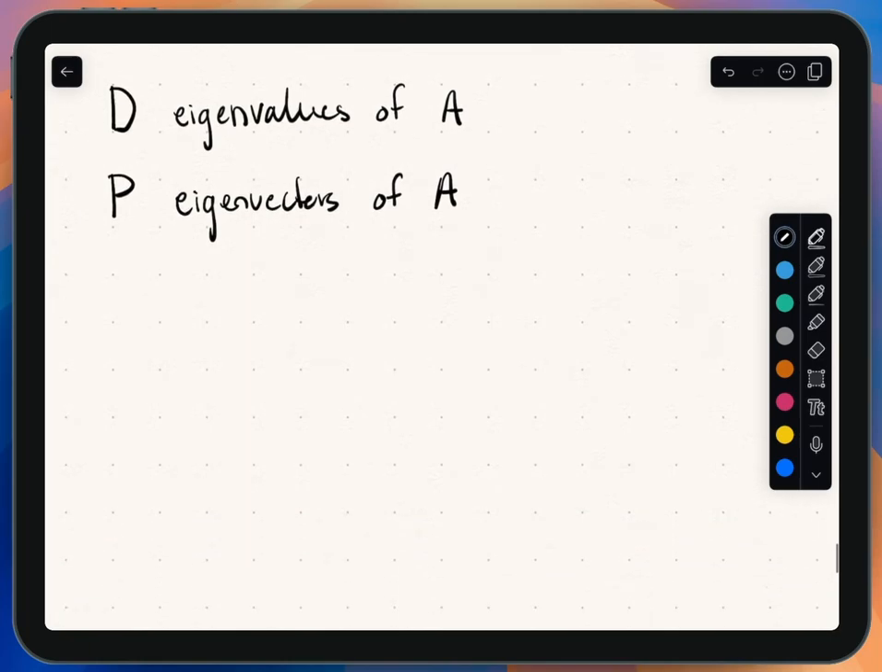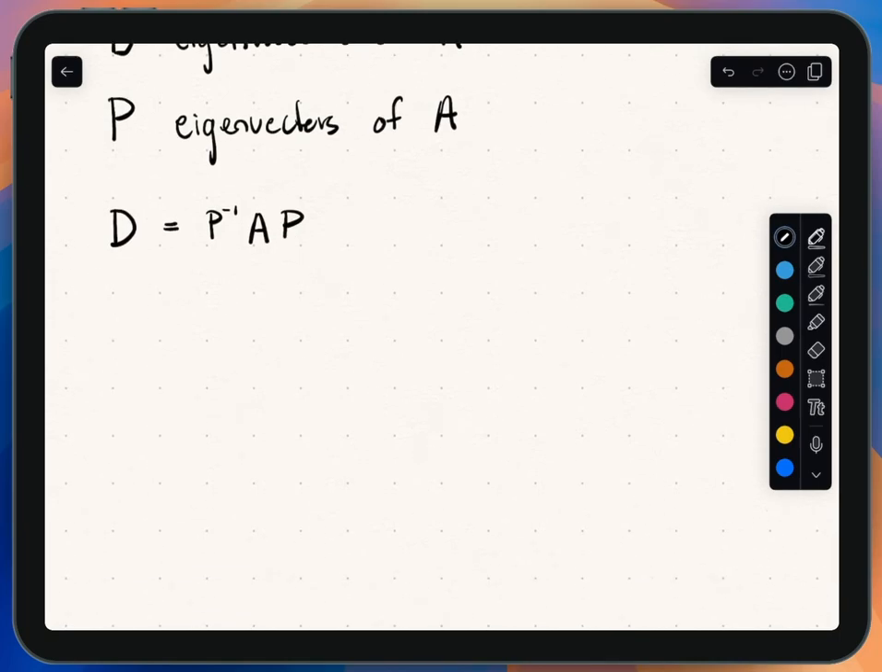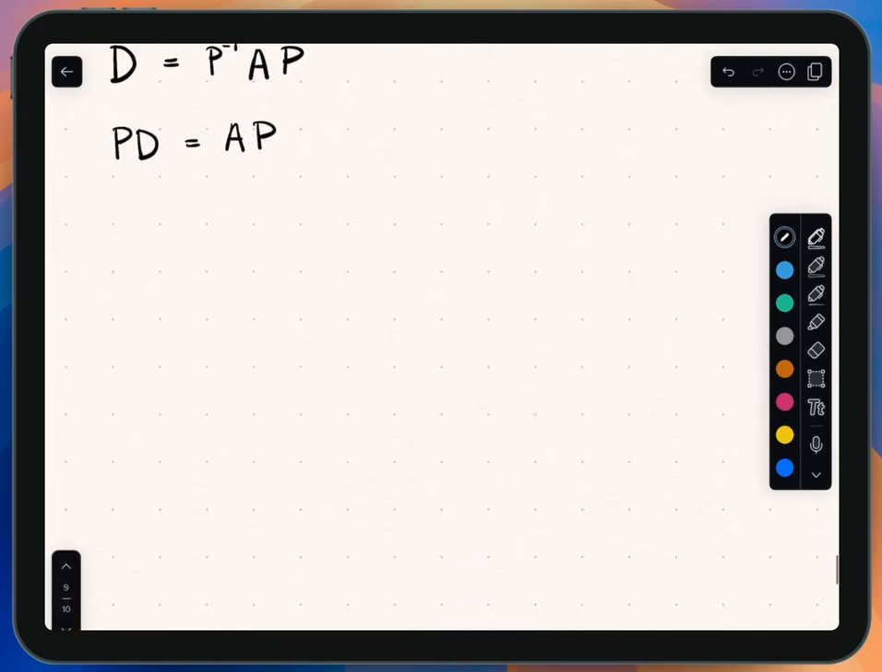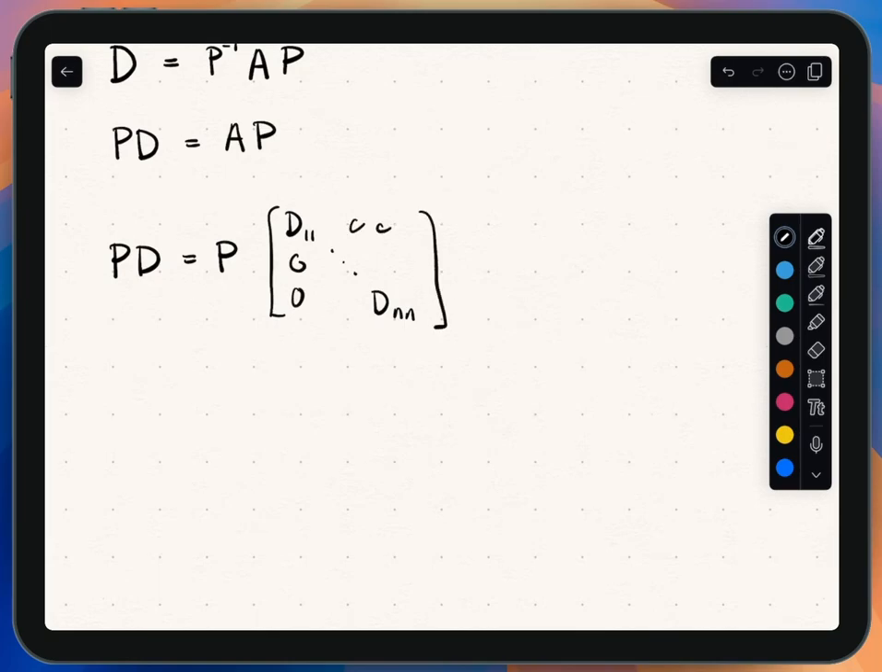And why is this the case? Well, we can start with our definition. We say that D is connected to A by this special matrix P. And if I multiply by P on the left, we can see that we get PD is equal to AP. Now, we can expand each of these. For my PD, D looks something like this, where we have D11 all the way through D_nn, and all of these other entries are zeros, and our P matrix, if we think of it as columns, is just going to be P1 all the way through Pn.